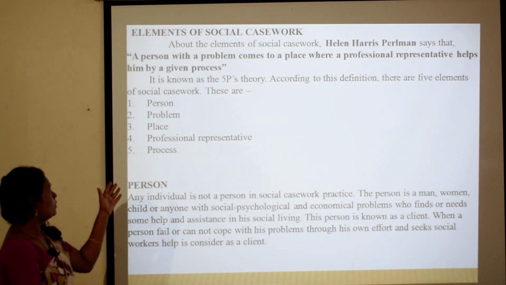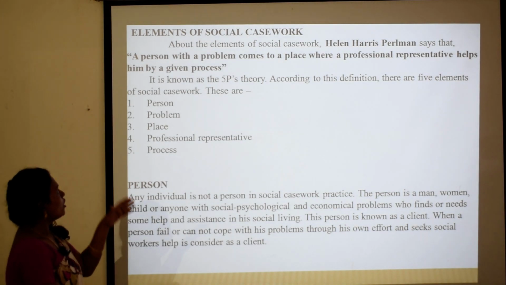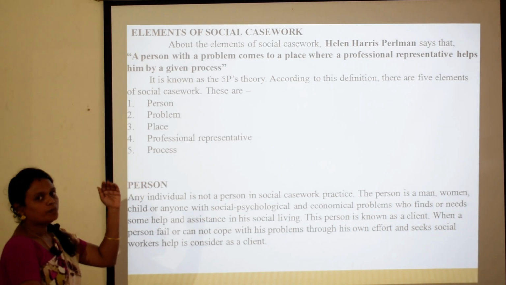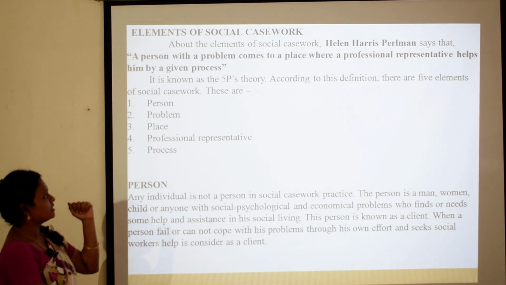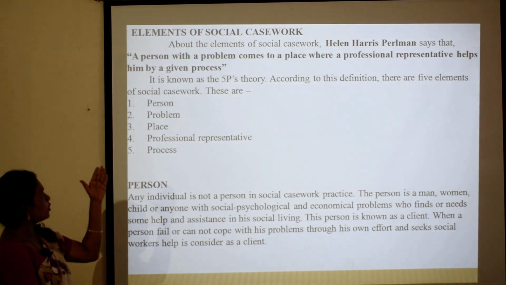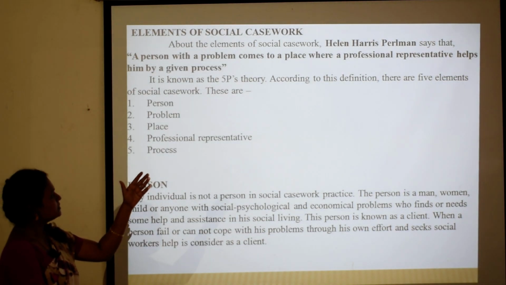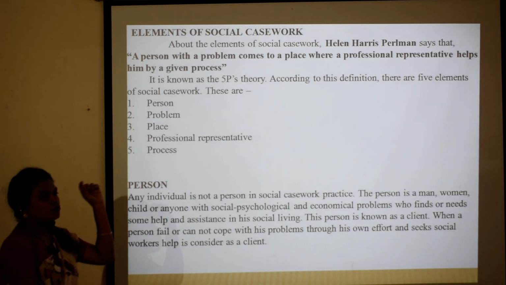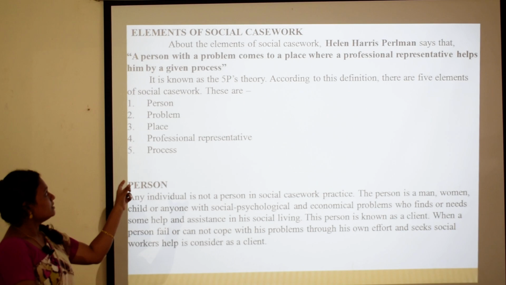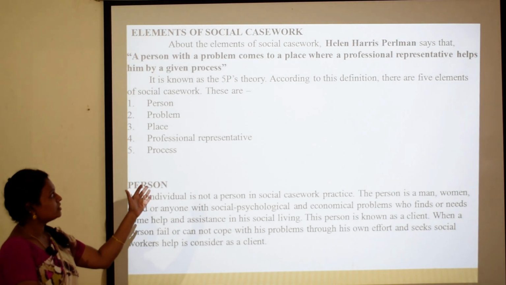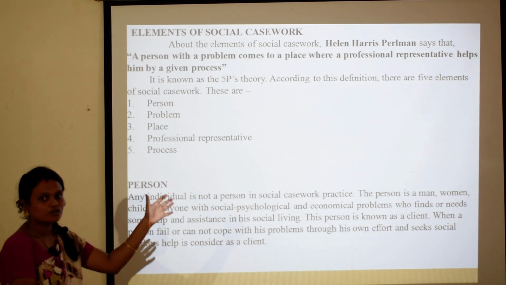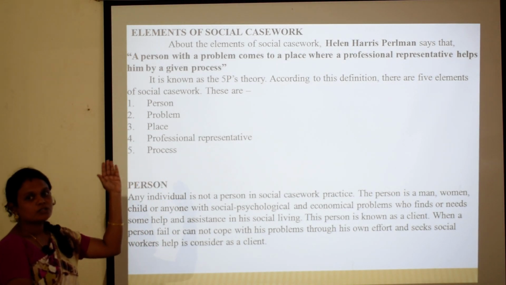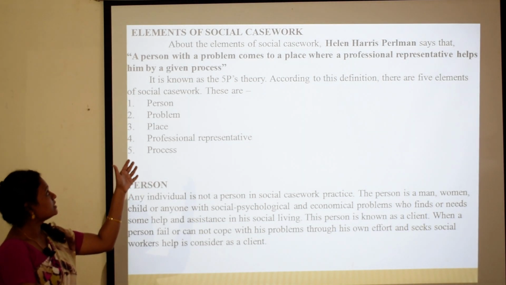Next one is about the elements of social casework. According to Helen Perlman, she has defined the elements of social casework. She has said that a person with a problem comes to a place where a professional representative helps him by giving a process. So she has defined a person, who means a client. Then the problem. He has a problem and he will come to a place, that is, a professional social worker, who will represent him by giving a process for helping them.